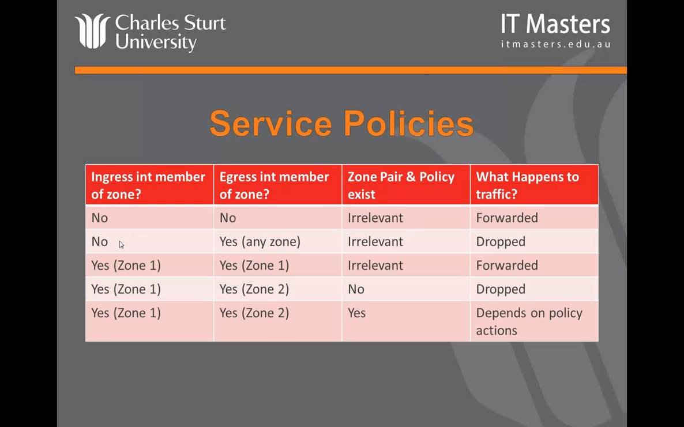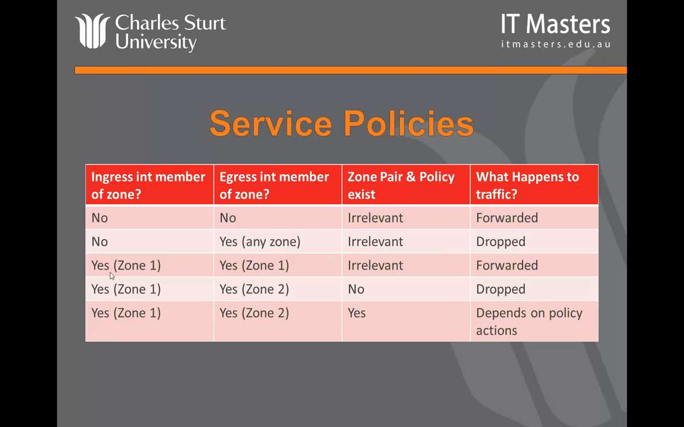If we have the internal interface, the ingress interface is not a member of a zone and the egress interface is, irrespective of any zone, then again it's irrelevant which way the traffic is, whether the pair and the policy exist. The traffic in this case will be dropped, and this is because one of the interfaces is a member of a zone. Okay, so it's a high level of security. So it's like, no, okay, we're going to drop it.